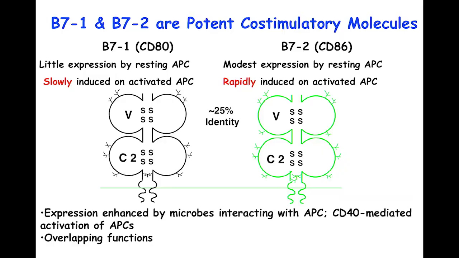What distinguishes these molecules is the kinetics of their expression. When B7-1 was the only molecule that was known, it was a bit perplexing because it was expressed at low levels on resting antigen-presenting cells. And when you stimulated these cells, it could take several days for this molecule to be synthesized and upregulated. That didn't jive with the rapid need for expression of these costimulatory molecules to initiate an adaptive immune response. The second molecule that was discovered has these properties.